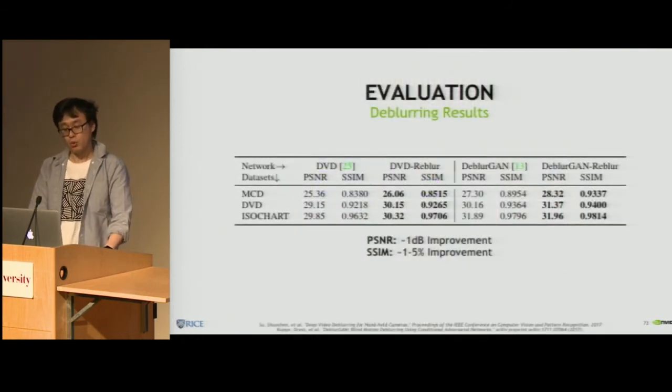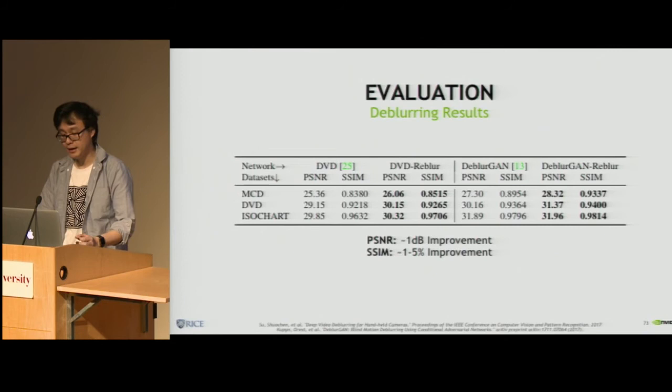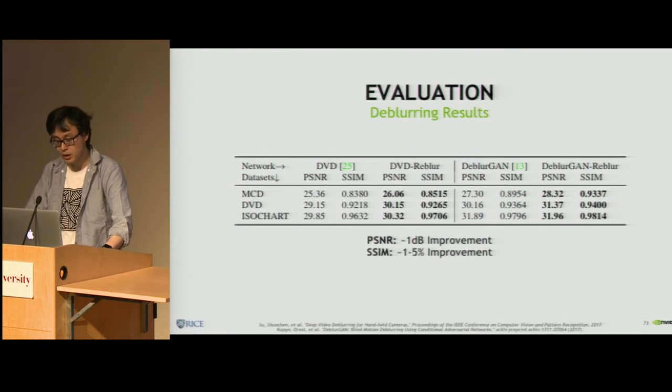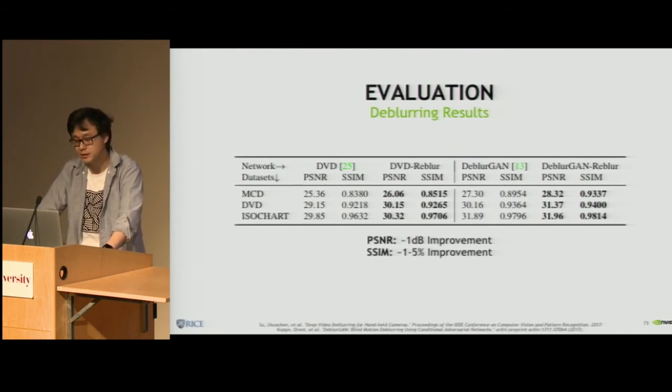Okay, so quantitatively, without additional training data and inference time, we're able to achieve about 1 dB improvement in PSNR and about 1 to 5% improvement in SSIM for our fine-tuned network over the baseline network. And we found it is consistent with different baseline network structures, such as DVDNet and also Deblurring. Such improvement might sound small, but it's quite a noticeable improvement given the mature stage of the research in motion deblur.